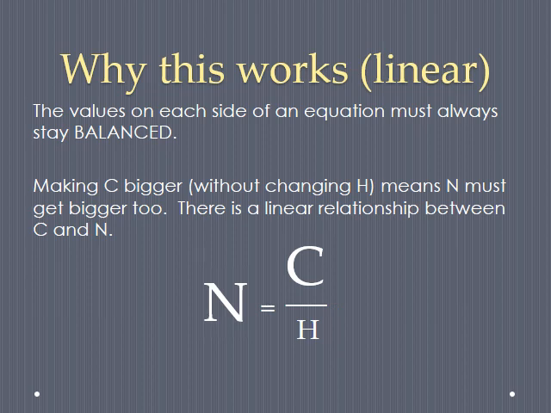So why does this work? We're looking at the linear relationship first. The values on each side of an equation must always stay balanced. So if we make C bigger without changing H on the bottom, this means that N must also get bigger too. So there is a linear relationship between N and C. If we double the amount of candy that a teacher gives out, we are doubling their niceness as well. Also, if we halve the amount of candy that a teacher gives out, we are cutting in half how nice they are.